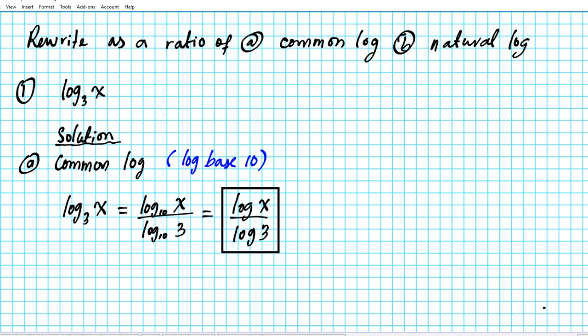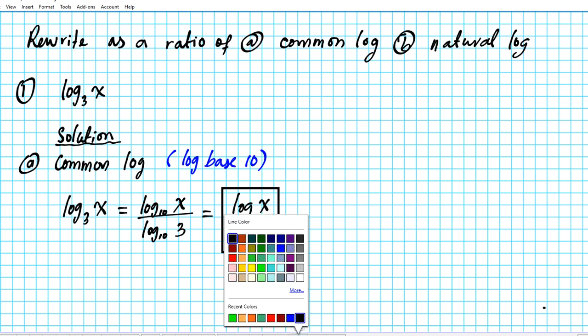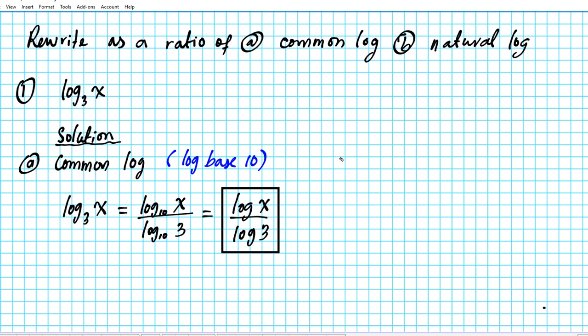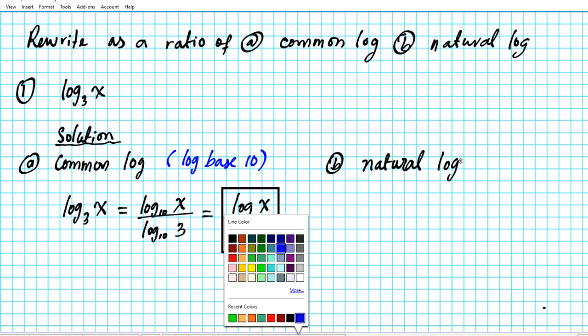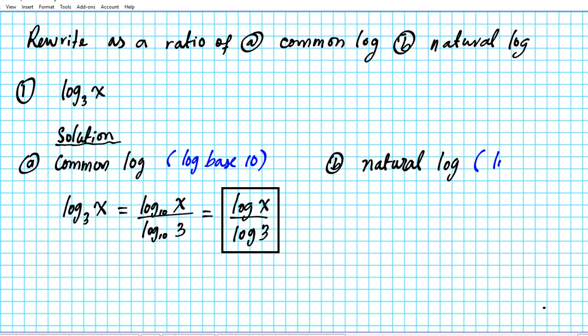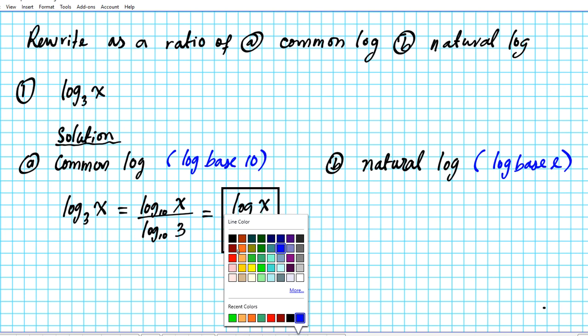Alright, let's go ahead and rewrite the same problem using natural log. So the B part, we want to write the given log as a ratio of natural log. Okay, so what base does natural log refer to? If you're dealing with natural log, that is log base e. Alright, let's go ahead and try the problem.